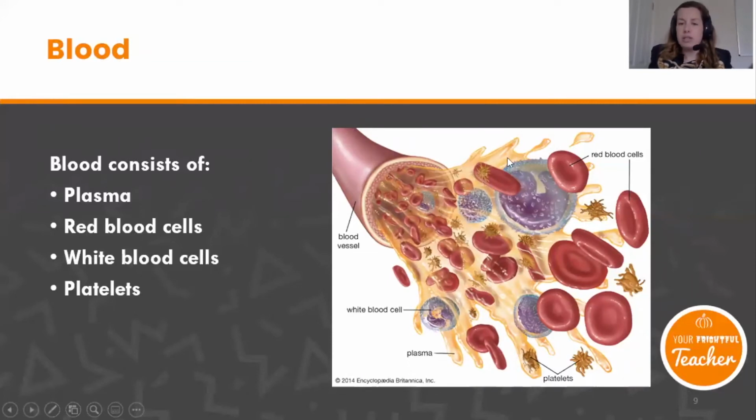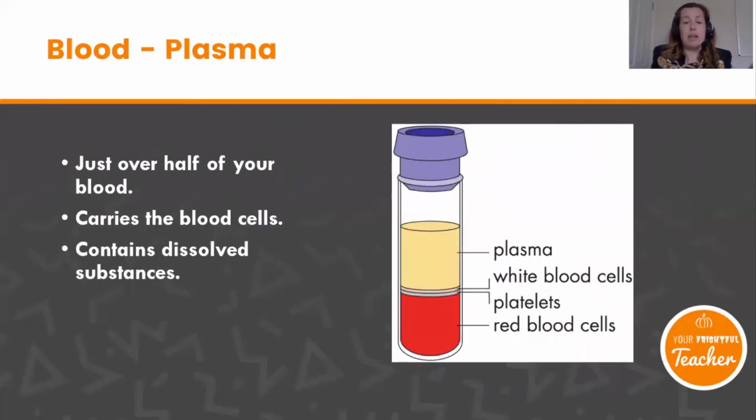Plasma is the liquid, and then you've got these red blood cells, white blood cells, and these little platelets here that are all floating in this plasma. So we'll talk about the 4 pieces individually now. If we start with plasma, plasma is actually the main component of your blood. It makes up just over half of your blood, and it's a pale yellow liquid. This blood sample in this picture here has been put in a centrifuge. That's a machine that spins really, really quickly.